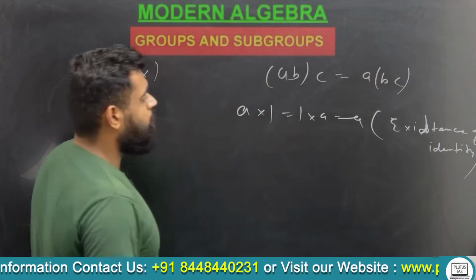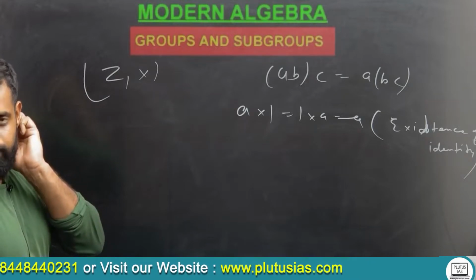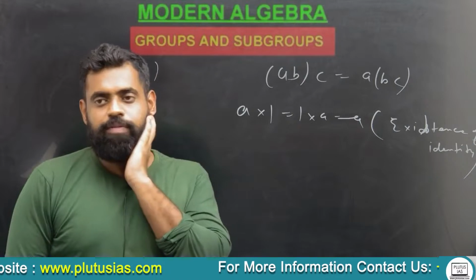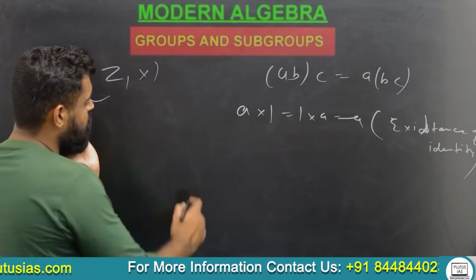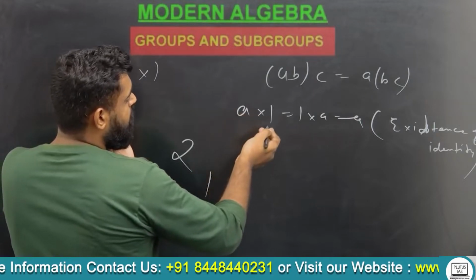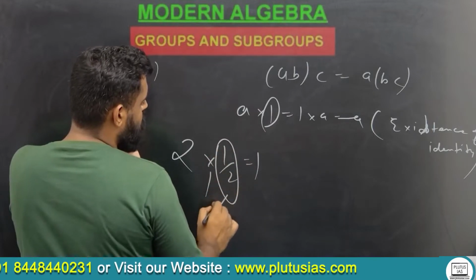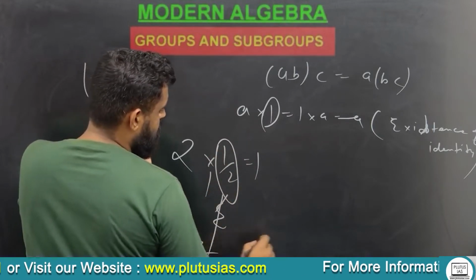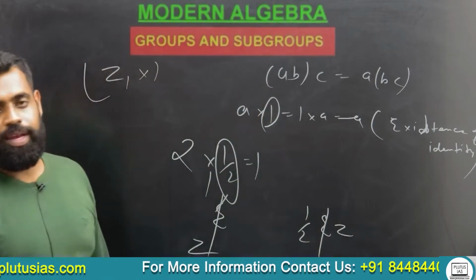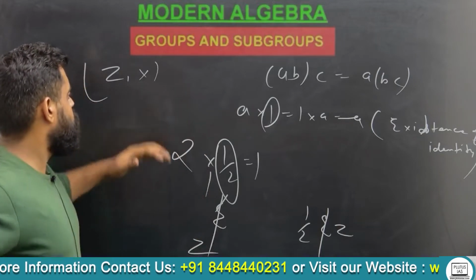Okay, so what about the inverse? In the multiplication of integers, do we have an inverse for every element? Do we have an inverse for 2? What do we multiply by 2 so we can get the value 1? That is 1 by 2. But this 1 by 2 does not belong to Z. So there does not exist an inverse for each and every element, so it doesn't form a group.